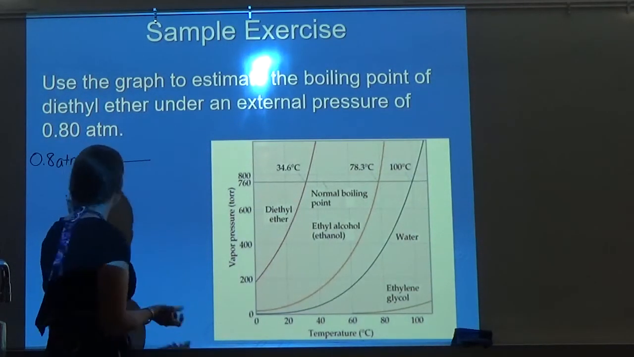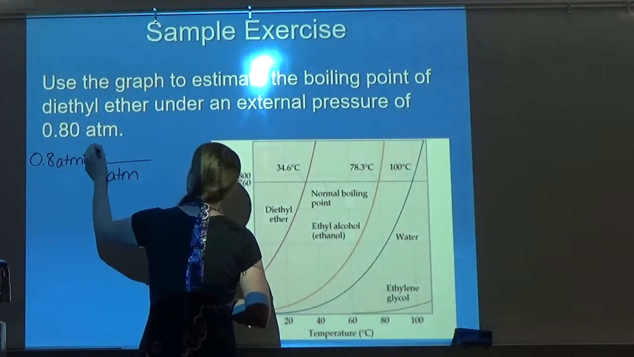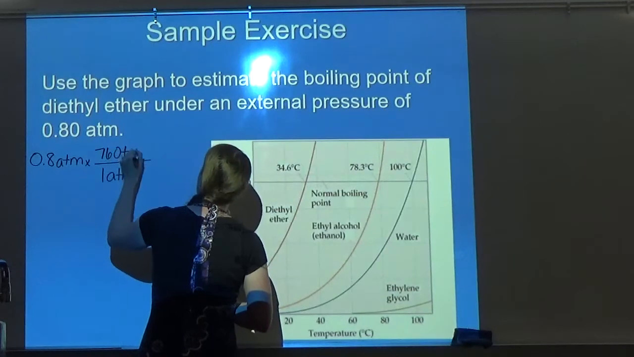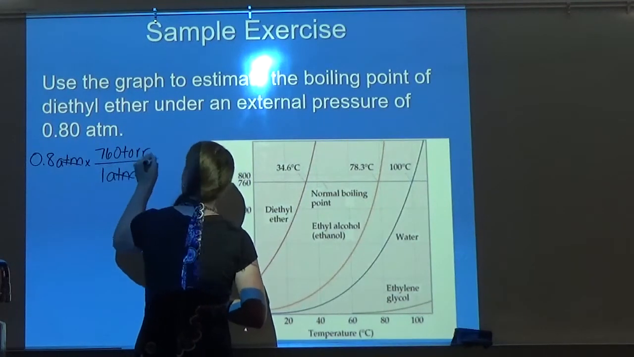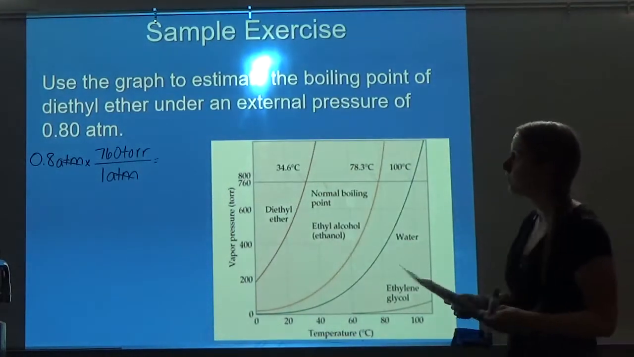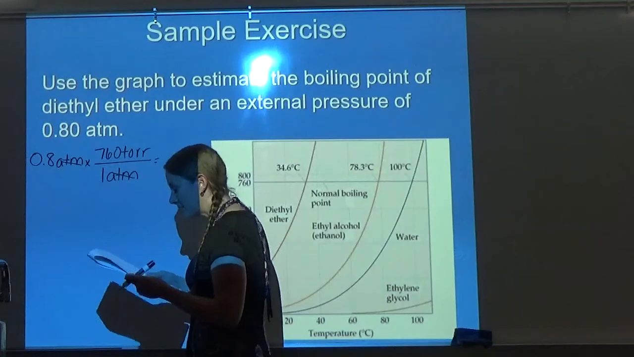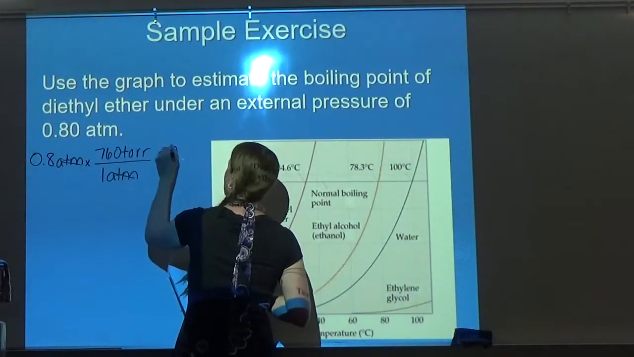So I follow my golden rule. Atm is on top, so I put my 1 atm on bottom, and that equals 760 torr. If what I'm doing right now seems foreign to you, then that means you need to watch the lesson video for section 13.1. Since both numbers are on top, I multiply, so 0.8 times 760 gives me 608 torr.